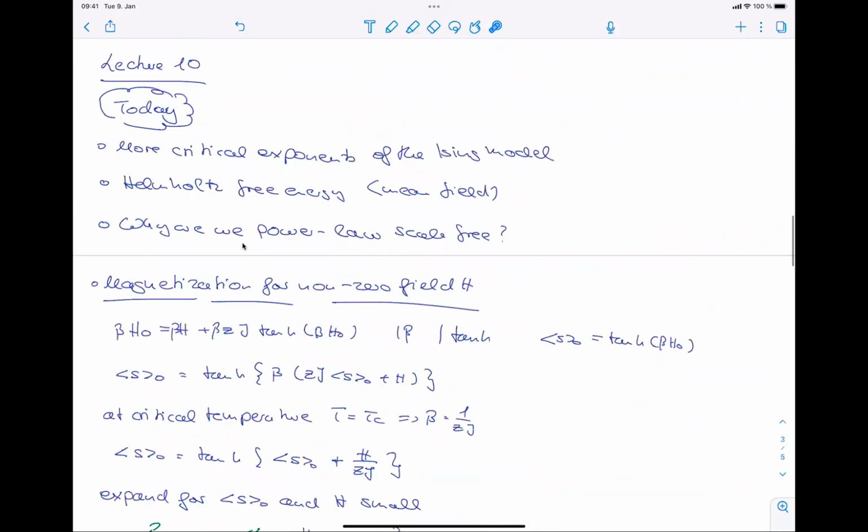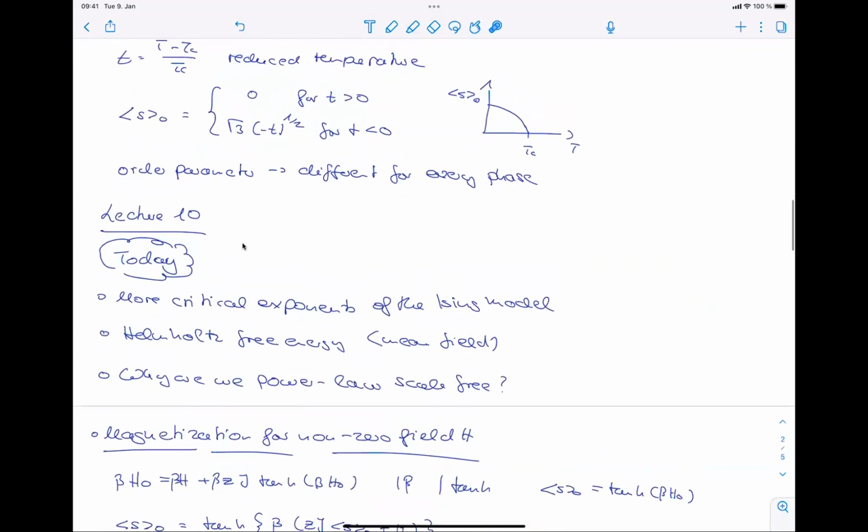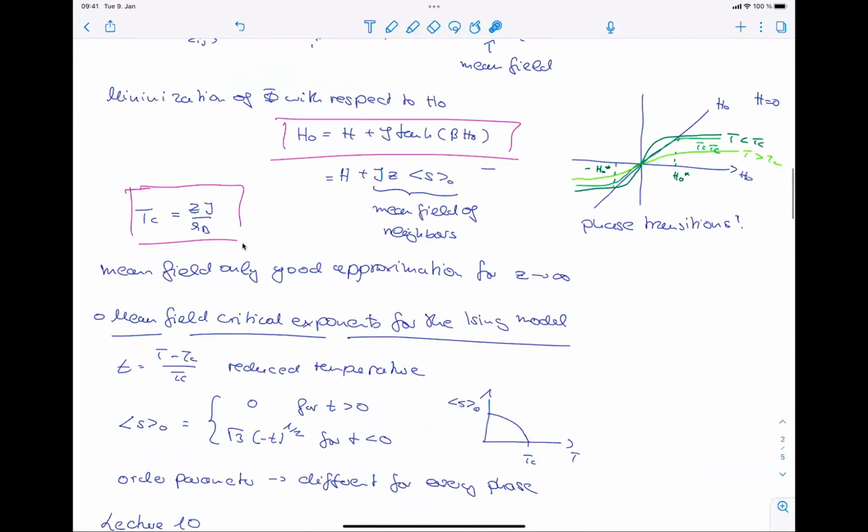Yeah. Question. It's just I'm kind of confused why the heat capacity is negative.